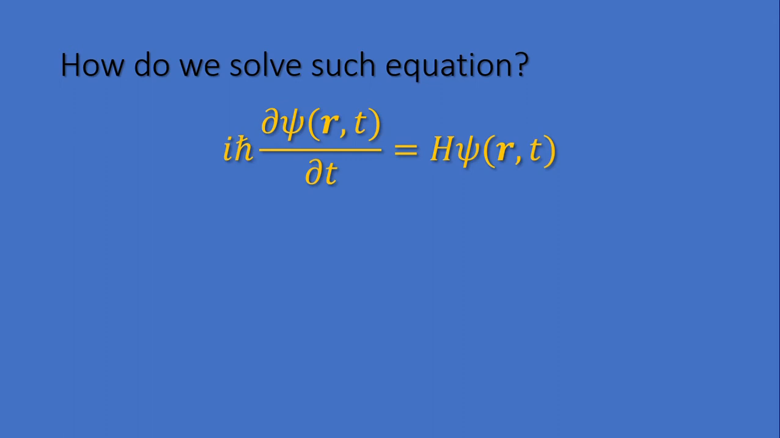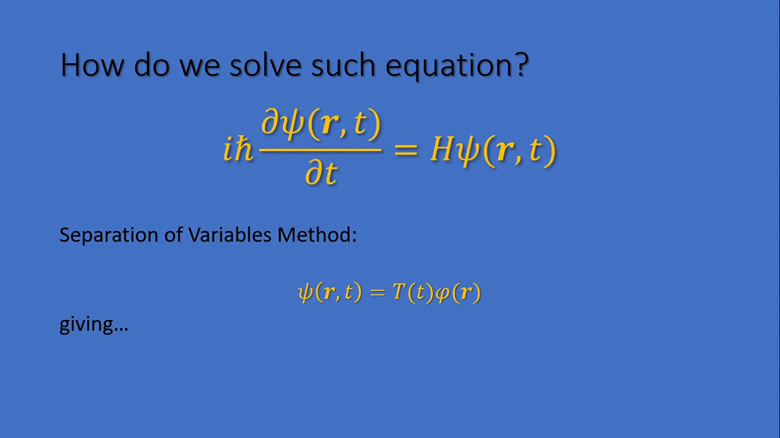How do we solve such an equation? From the theory of partial differential equations, we know that there's a standard method known as the separation of variables method, in which the wave function is written as a product of functions of the individual variables. As a first step, we're going to separate the time part and the spatial part. Now notice that the spatial part is not a single variable function either, because it depends on 3 spatial variables, but we will not worry about it for now.